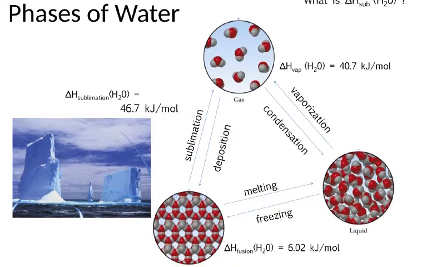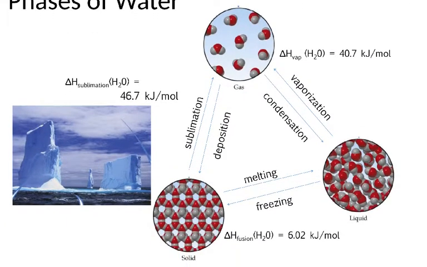So back to our phases of water, we talked about vaporization and condensation and how they're opposites of each other. So the delta H of vaporization is 40.7. The delta H of condensation is going to be the equal and opposite, so negative 40.7 kilojoules per mole. Then our delta H of fusion is 6.02, and to go the opposite way is going to be negative 6.02.